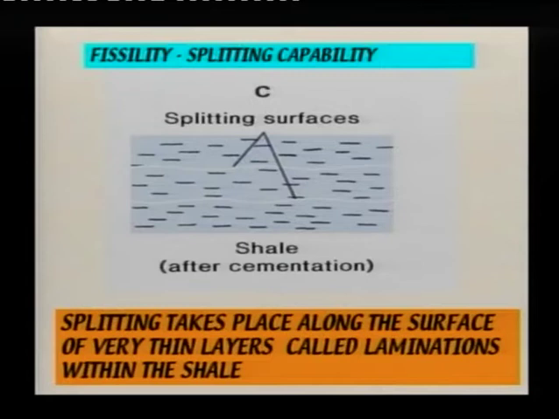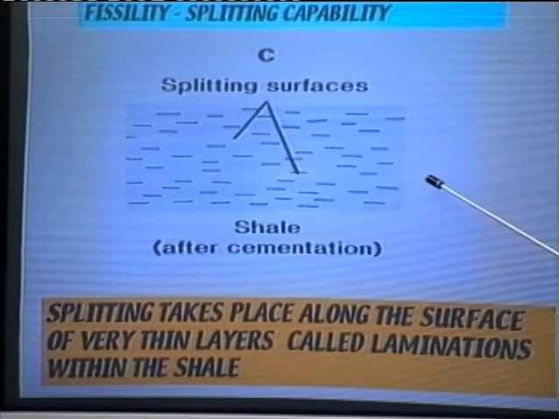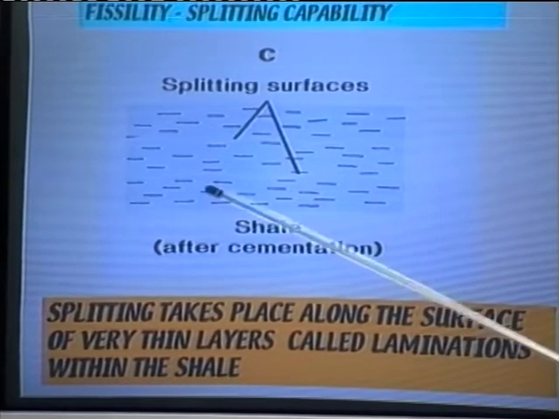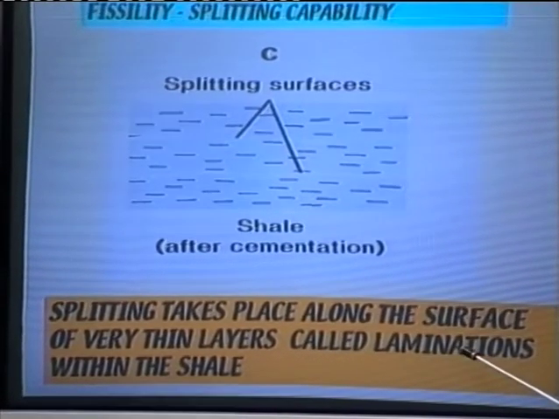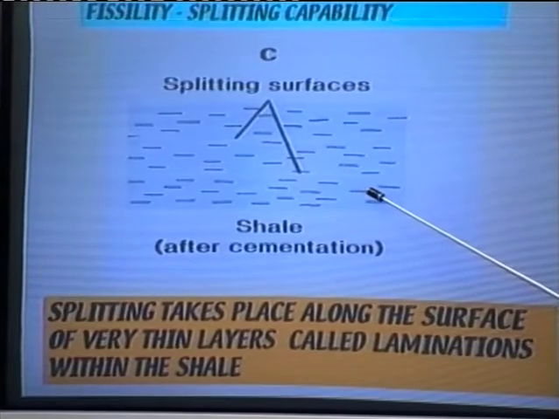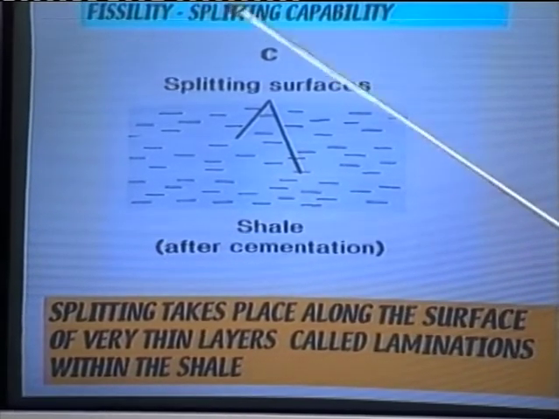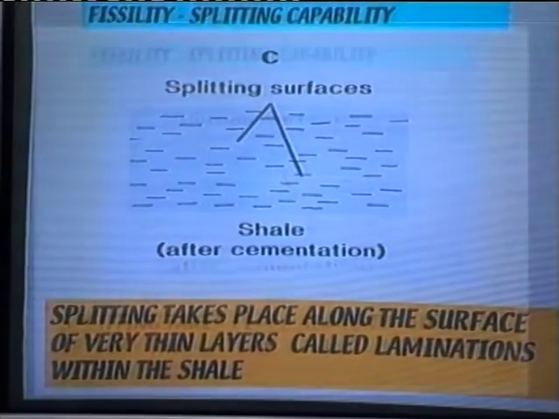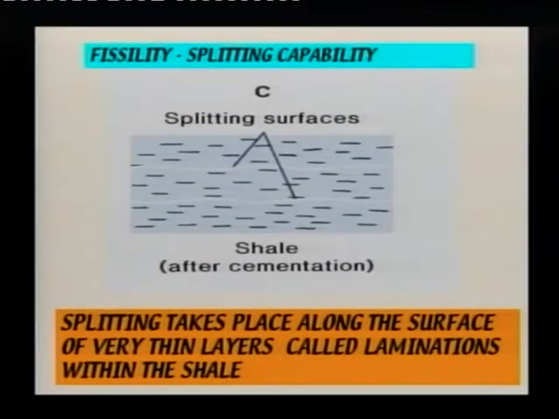The other thing we need to be reminded of with this example is that the splitting takes place along the surface of the very thin layers in the shale itself, which are called laminations. If we were to put in a line to show where splitting may take place, that line will be referred to as lamination. The ability of the shale to split according to the lamination is referred to as fissility. And it is through the process of lithification that the sedimentary rock shale is formed.